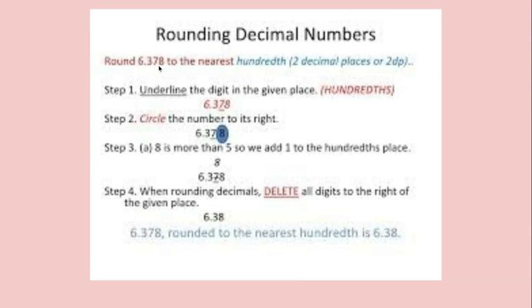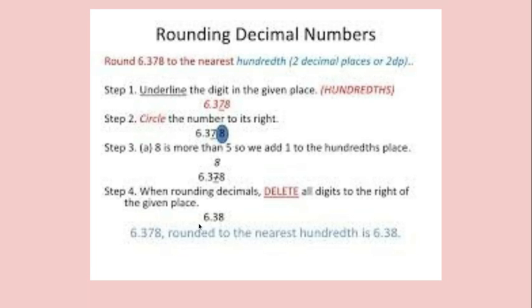So I just took a number, 6.378, and the 3 is in the tenths, the 7 is the hundredths, the 8 is in the thousandths, but I want to round it to the nearest hundredths, so 2 decimal places after the decimal point. So here's just kind of a quick way to help us do this. Underline the digit in the given place, so it's a hundredths place, so I'm going to underline the 7. Circle the number to its right. To the right, it's an 8. Because 8 is more than 5, we add 1 to that number in the hundredths place, or that number you underlined. So that 7 is going to now become an 8.